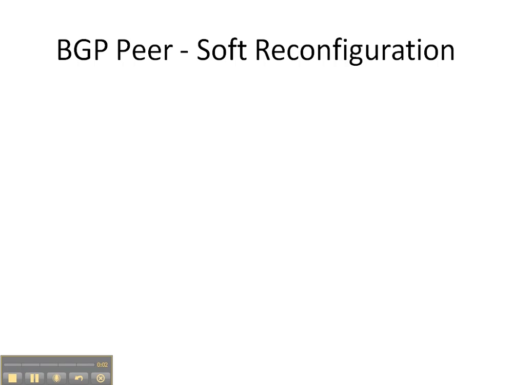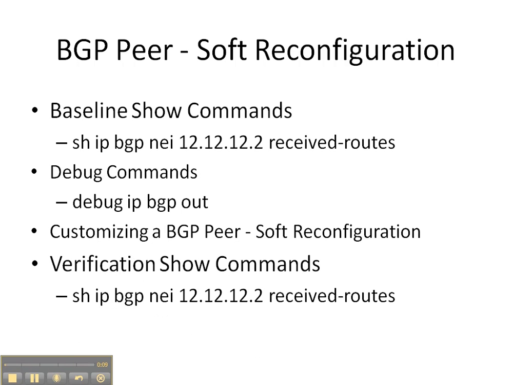In this video cheat sheet, we're going to be covering one of my favorite BGP peer commands, soft reconfiguration. We're going to start off with some baseline show command, show IP BGP neighbor, and we're going to specify 12.12.12.2. What routes are we receiving from that neighbor? We're going to do this on router 1.